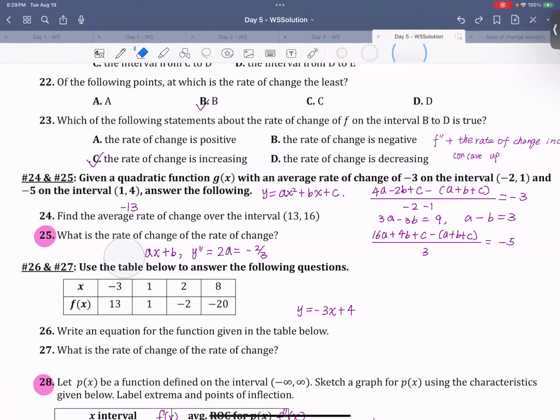I can solve the a and b values. After you solve the a and b values, you plug in 13 into it, and then you solve.